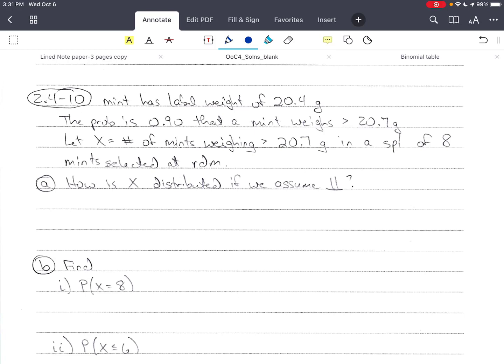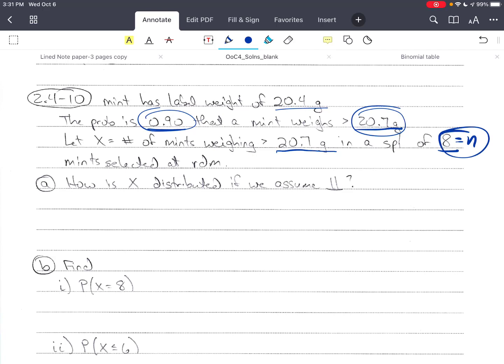So this type of mint has a label weight of 20.4 grams. And the manufacturer says that the probability that a mint weighs more than 20.7 grams is 0.9. So let X equal the number of mints that weigh more than 20.7, which is the same number they gave us the probability for, in a sample of 8. So n equals 8.